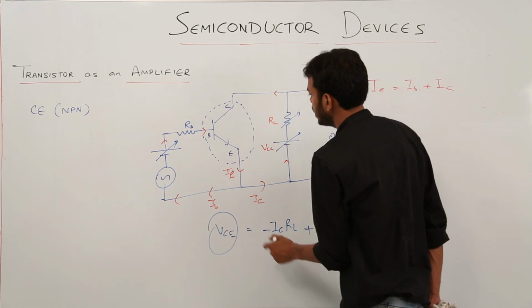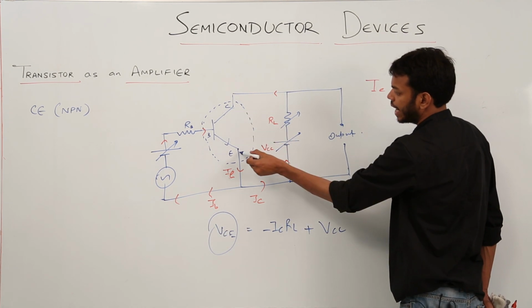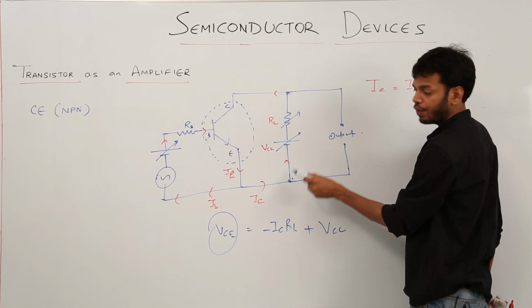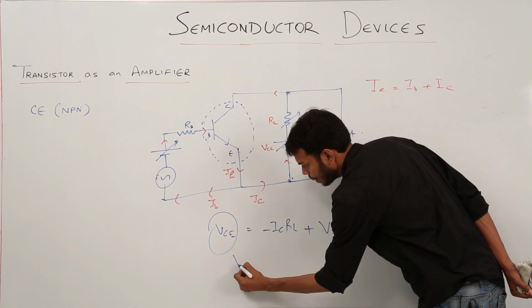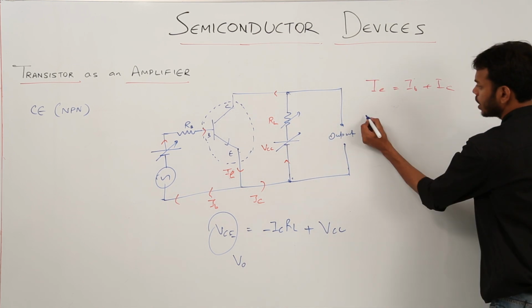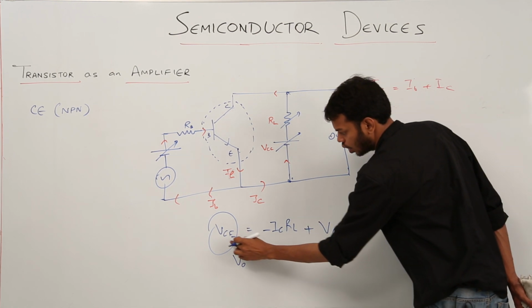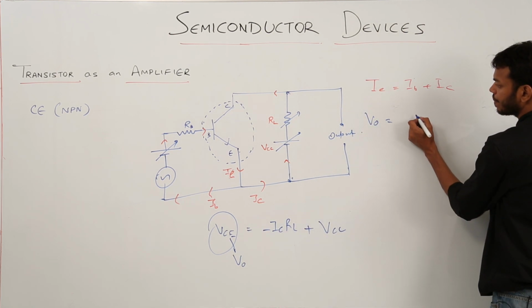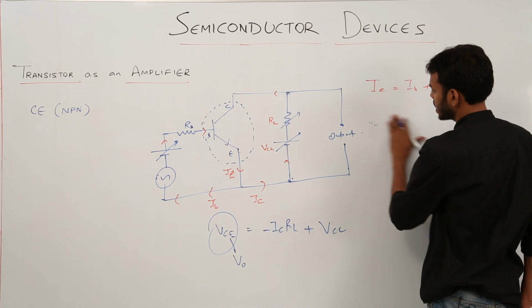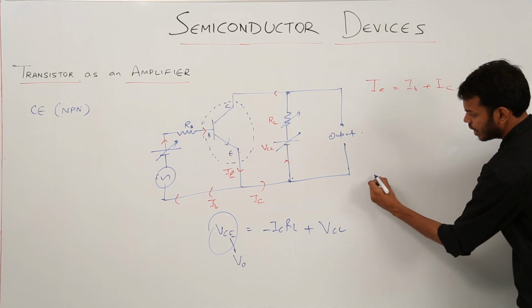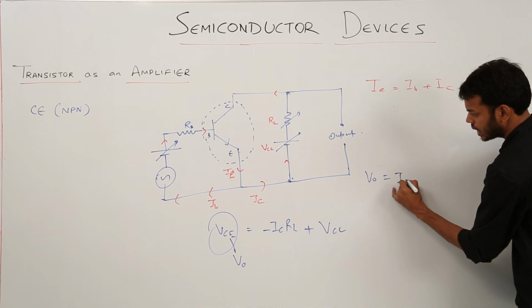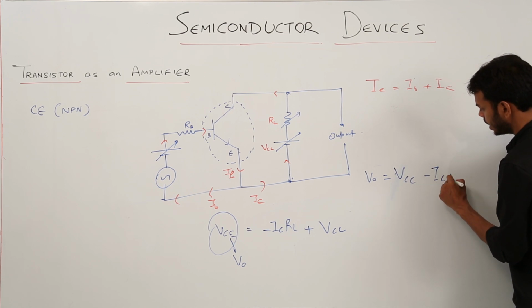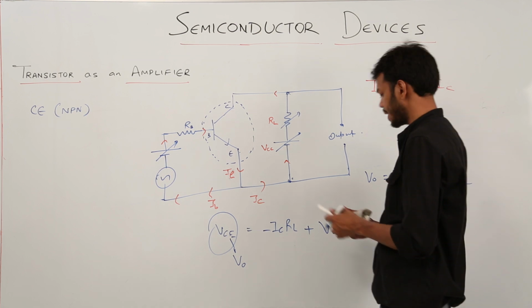But this VCE, the voltage between collector and emitter, is actually the voltage between this point and this point, which is our output voltage. So I am writing it as V naught. This part is V naught. V naught is VCC minus ICRL, right? I want this space empty, so I am writing it here. V naught is equal to VCC minus ICRL. This is our second equation.